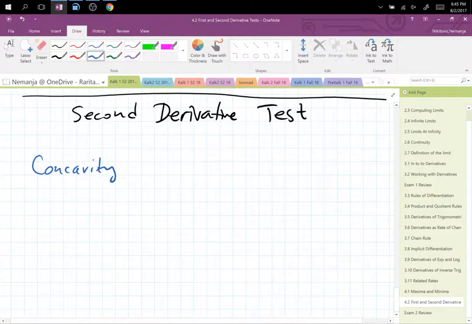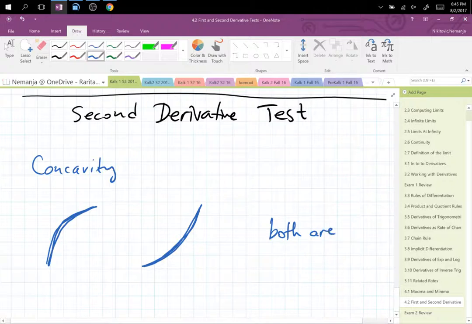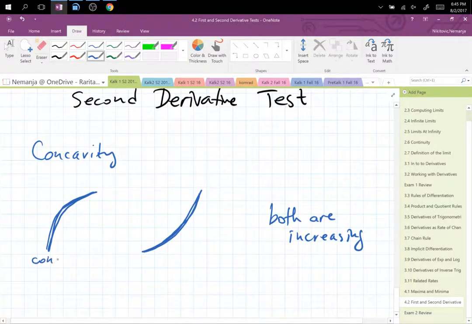So concavity is this. I have graphs for you to consider. Consider a piece of a graph that looks like this, and consider the piece of graph that looks like this. Now you see, would you agree that both are increasing? Yes. So now this one is concave down, and this one is concave up.